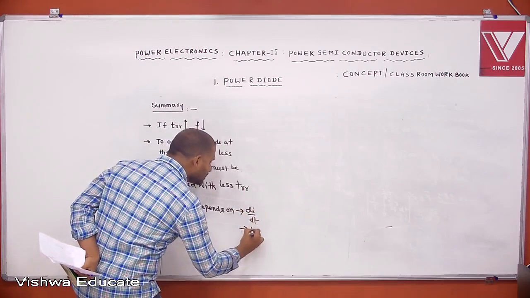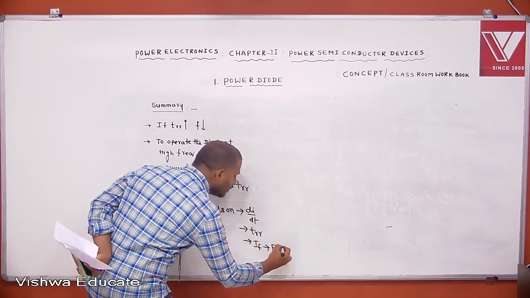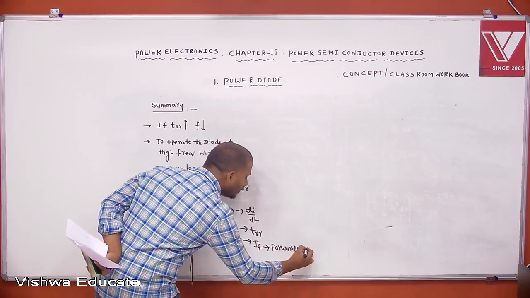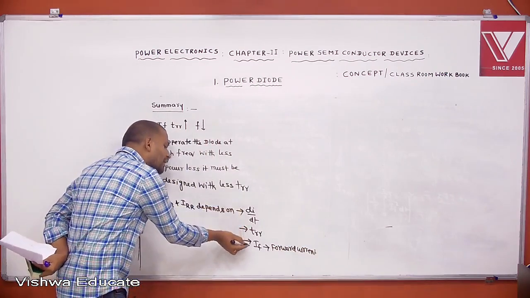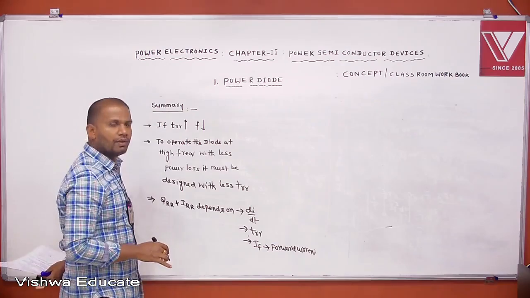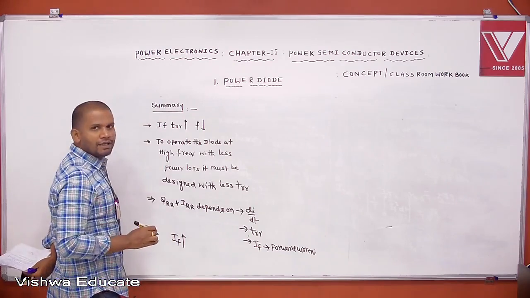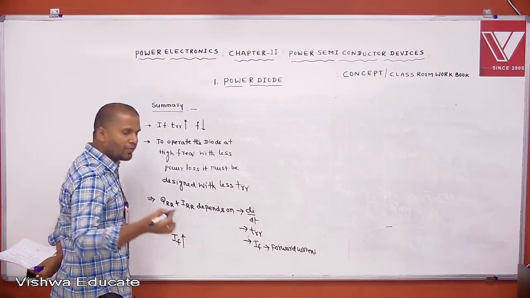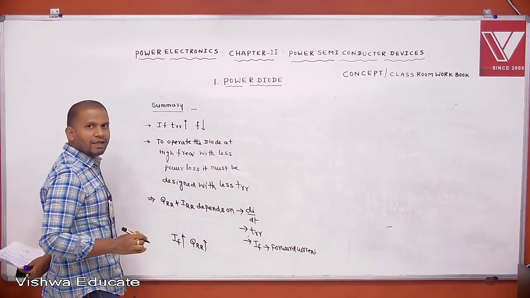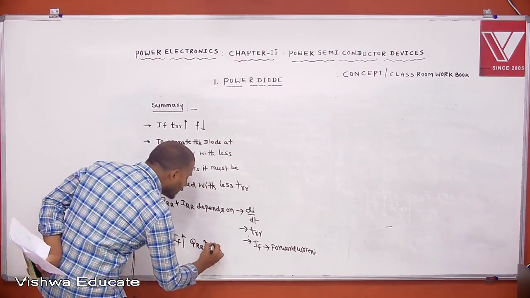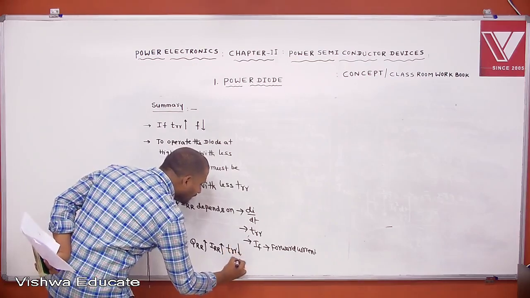It also depends on TRR, and it also depends on IF, that is forward current. Very important point. From the equations, it depends on di/dt and TRR, but indirectly it also depends on IF. That means if IF increases, if the diode rating increases, if the diode has a high forward current, then the reverse recovery charge also increases. If the reverse recovery charge increases, the reverse recovery current also increases. But the reverse recovery time decreases.